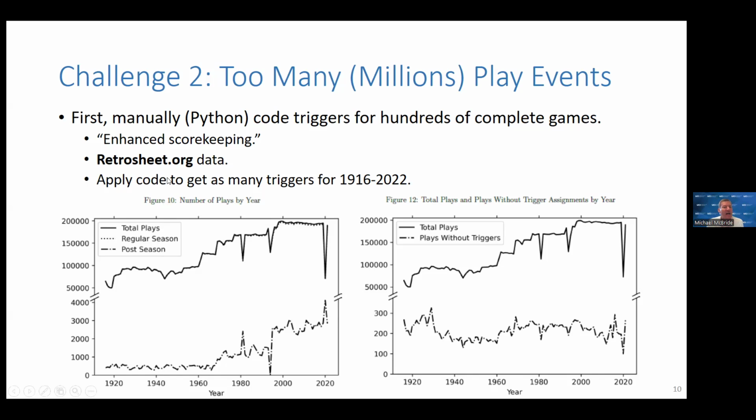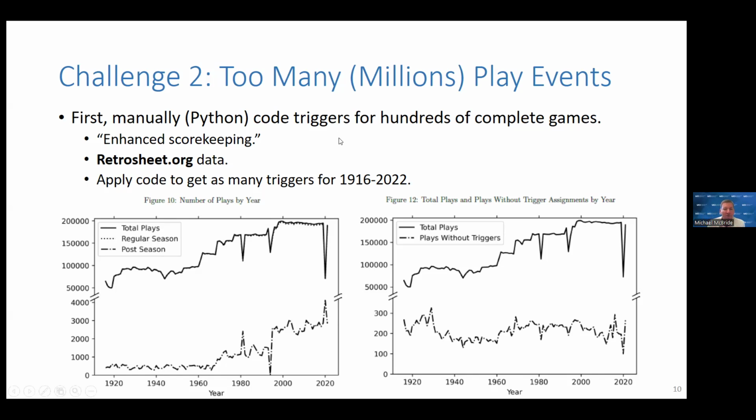And then I apply this code. By the way, I should say I got this data from retrosheet.org, which is a great resource for baseball researchers. The data are freely available for download, and I have to give them credit for this, because I need play-by-play data. I need data on each play as it happens. Now I've written this code. I've done it for hundreds of complete games.